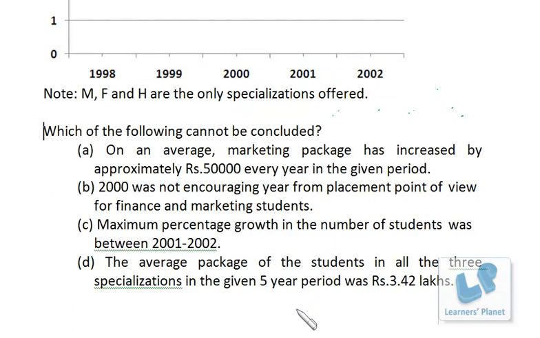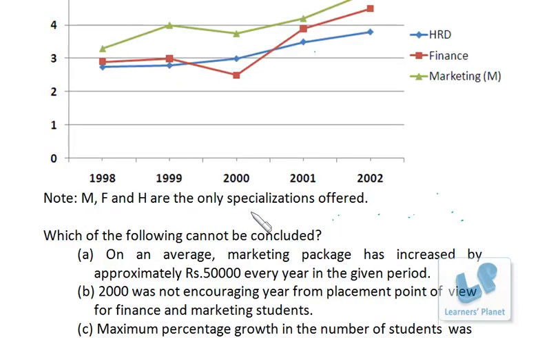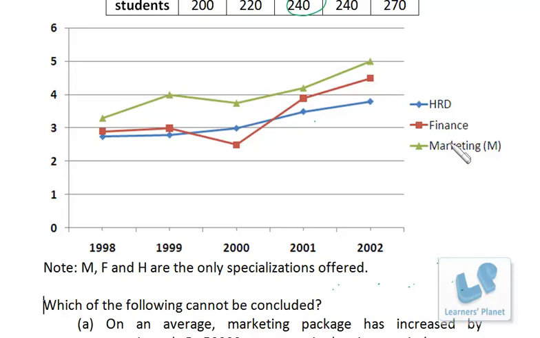Now this question. Which of the following cannot be concluded? On an average, marketing package has increased by approximately rupees 50,000 every year in the given period. Okay, marketing, we start from around 3.5 and go to 5. So yeah, approximately it is 50,000, right, in 4 years.